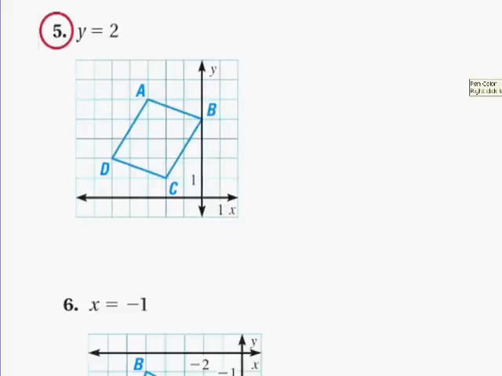Alright, well here we go. I'm going to do it. I'm going to reflect over y equals 2. Okay, where is y equals 2? Y equals 2 is always going to be here. This is y equals 2.